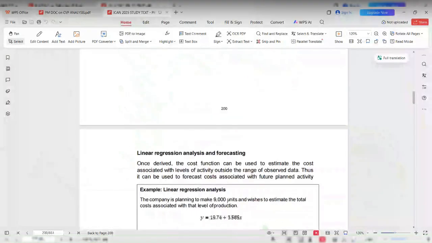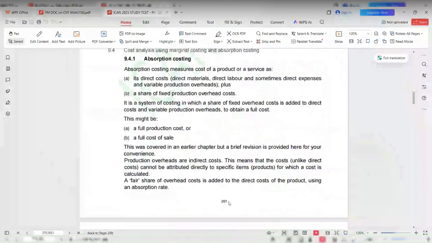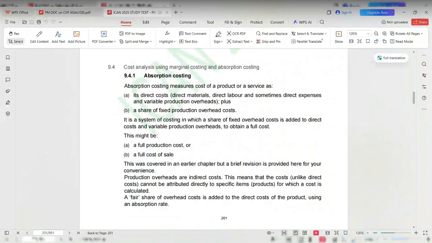Thank you for that. So we have linear regression analysis and forecasting. These are what we can actually read up. So let us move to absorption costing.